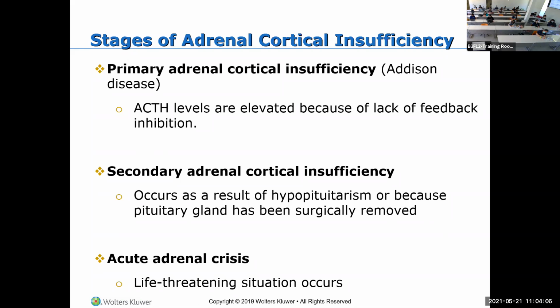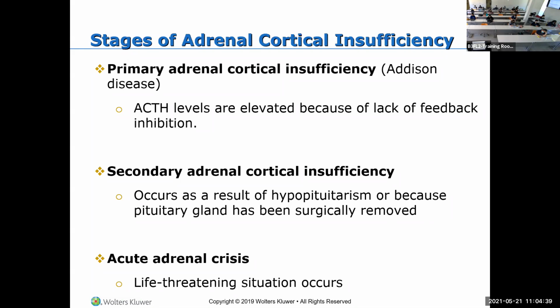Now, ACTH levels are elevated because of lack of feedback inhibition. Because ACTH is there, and my adrenal cortex is not responding. That's why the ACTH level will be elevated, because there's a lack of feedback inhibition. Normally, they are controlled by feedback inhibition, negative feedback balance.